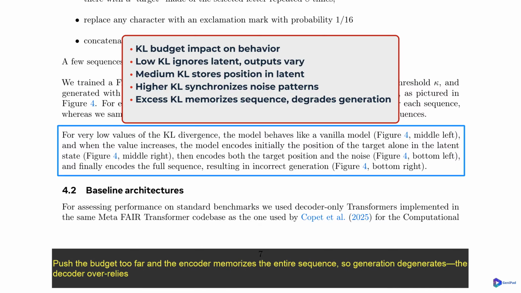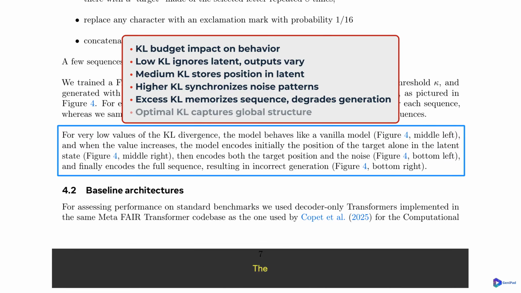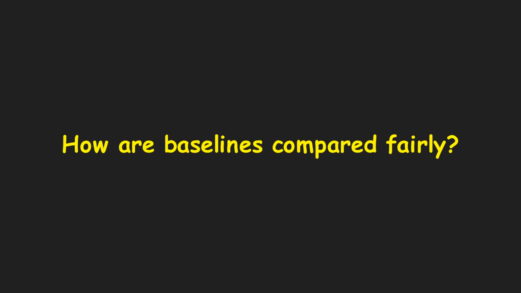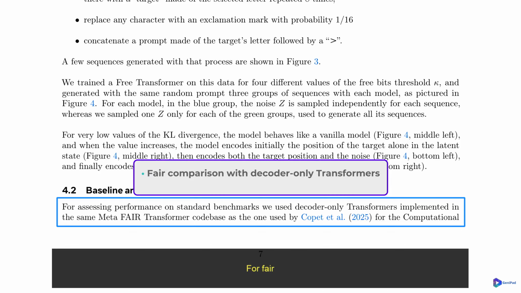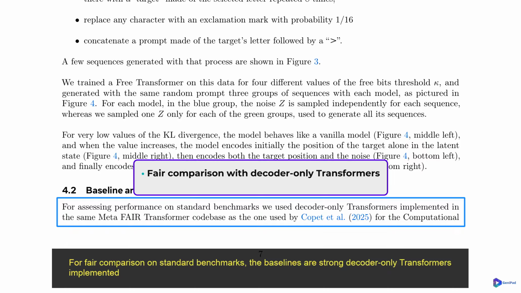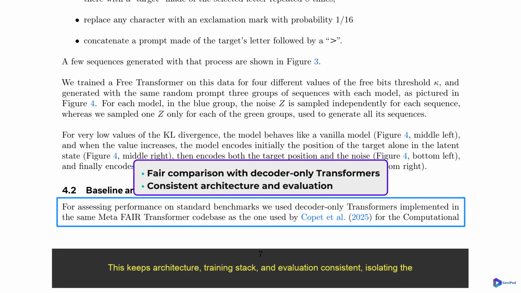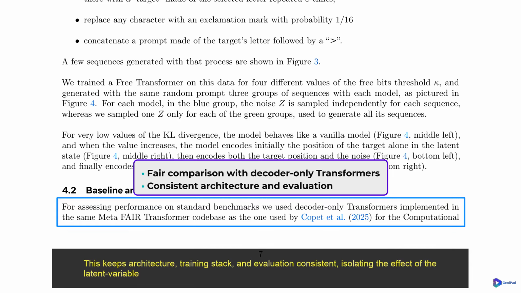The decoder over-relies on Z and stops properly responding to the prompt. The sweet spot is where Z captures just the salient global structure, not the full target string. For fair comparison on standard benchmarks, the baselines are strong decoder-only transformers implemented in the same metafair transformer codebase used in prior work. This keeps architecture, training stack, and evaluation consistent, isolating the effect of the latent variable upgrade.